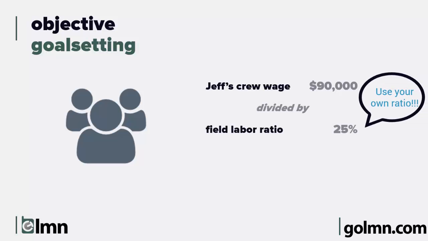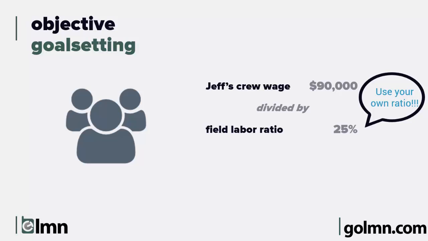Now let's divide Jeff's crew wage by your company's field labor ratio. For this example, I'm going to use 25%, but it's important to remember you need to use your own ratios in order to set your own goals profitably. And these ratios may differ by division. A construction ratio is going to be very different than a service or maintenance ratio.